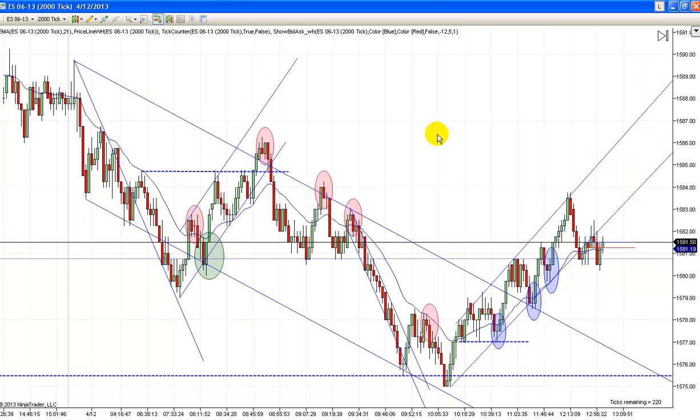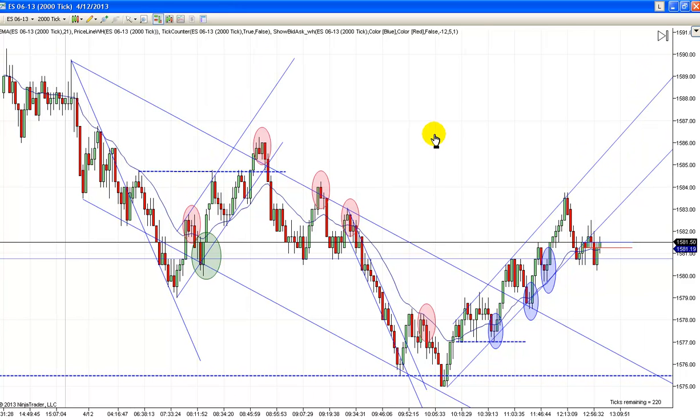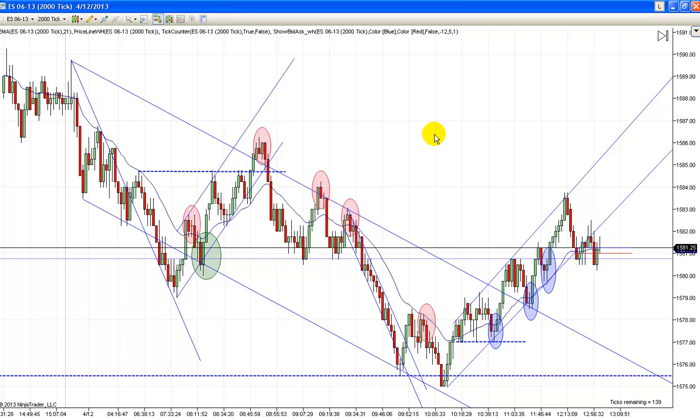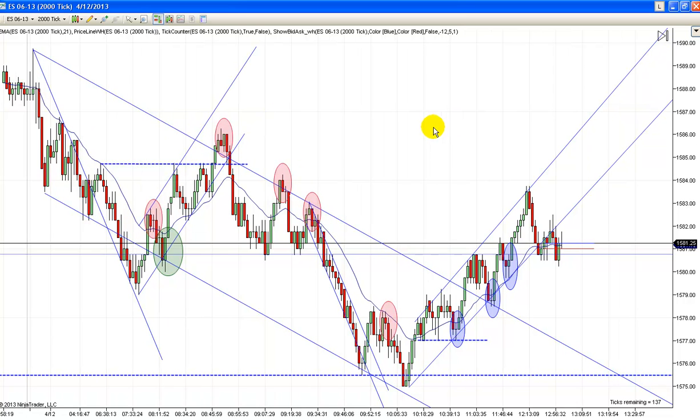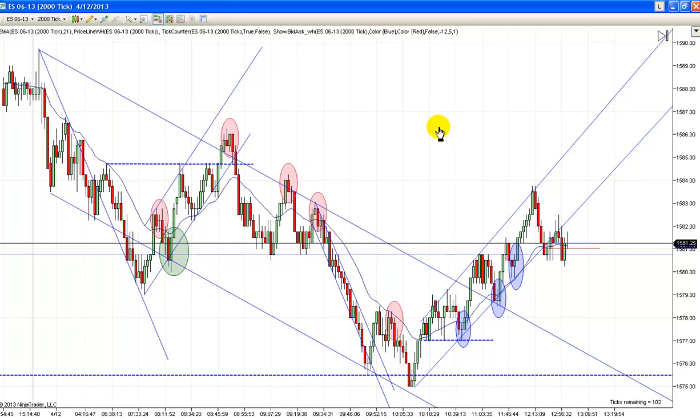So anytime you're not sure what's going on, you're better off to sit tight, because you don't want to be guessing, because then you're just gambling. And we don't want to gamble as traders. We want to know that the odds are on our side when we enter. And I don't know any way to say it any plainer than that.